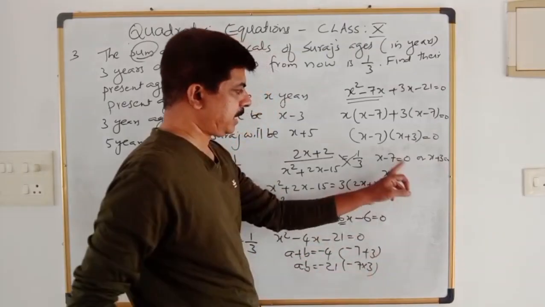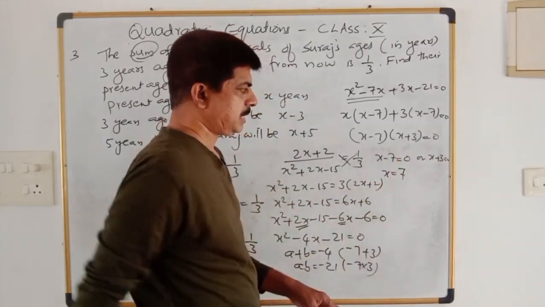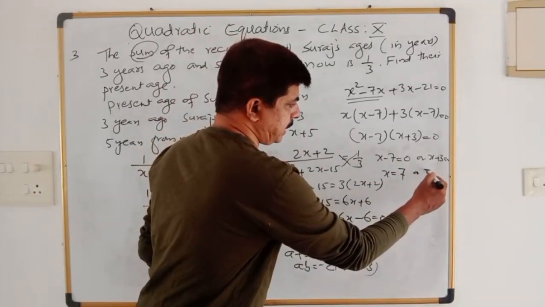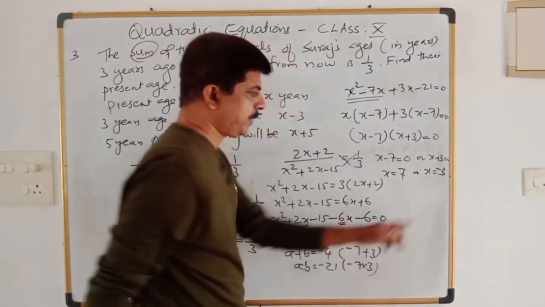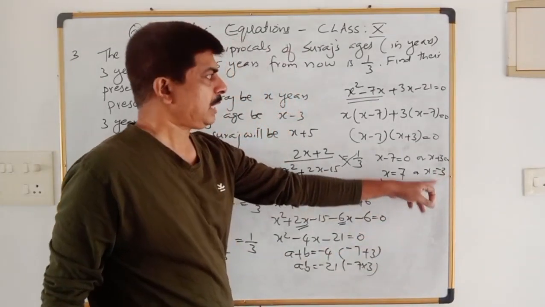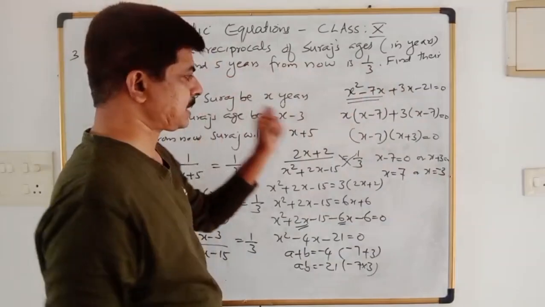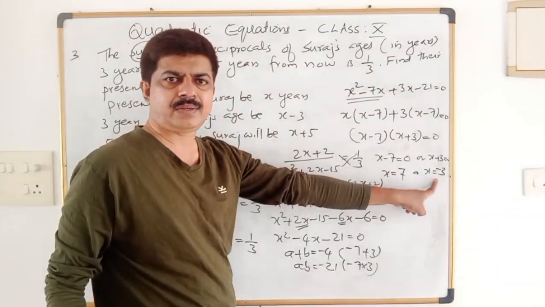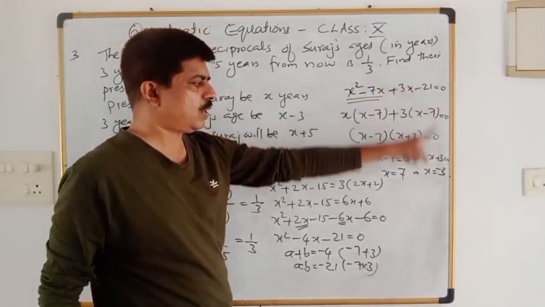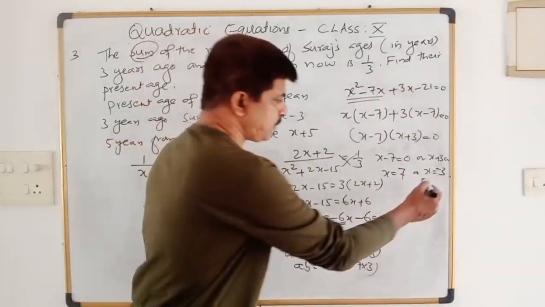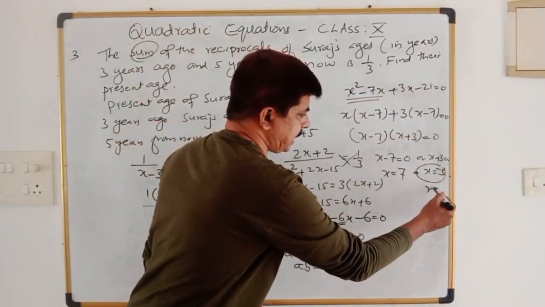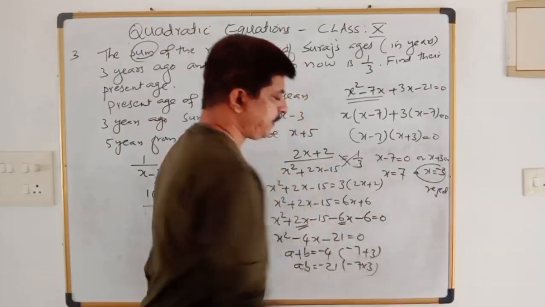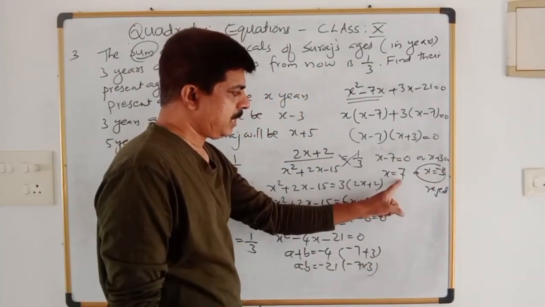So x minus 7 equal to 0 means what is the x value? 7. Or x plus 3 equal to 0 means what is the x value? x equal to negative 3. Here we have to find what is x. I think this value will be rejected. x is negative 3, it cannot be negative 3, age cannot be considered negative. So this value will be rejected. So x will be positive 7.